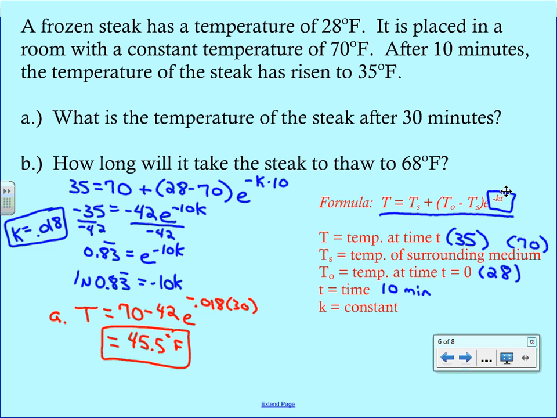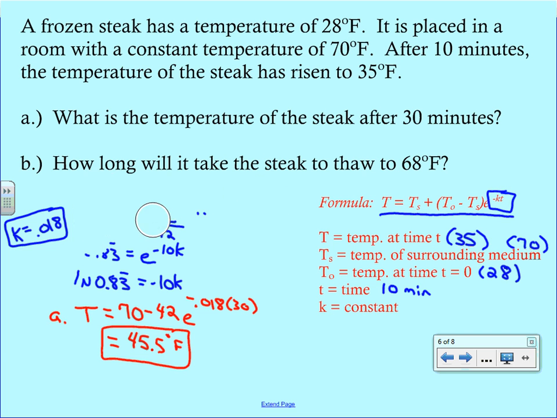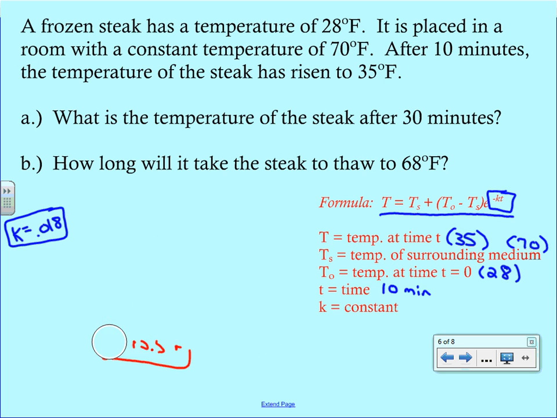If you need to stop at any point now to write some of this down, feel free to do so, because I didn't answer B yet, and I need a little bit more room here. So I'm going to erase what I have. I'm going to keep that k value up there for the time being, because I still need to use it to solve for B. B is asking for how long it will take the steak to thaw to 68 degrees. So now that's what we want it to end with.